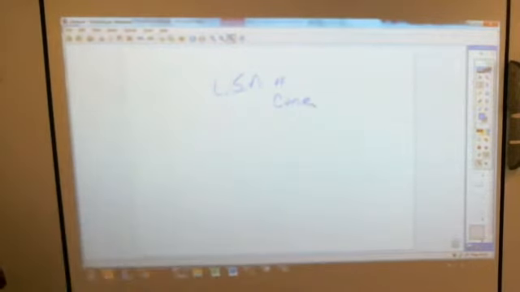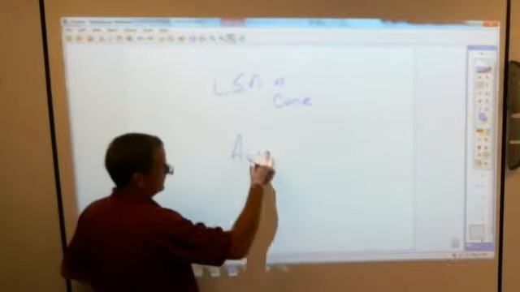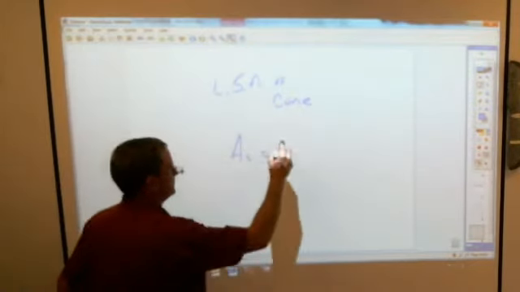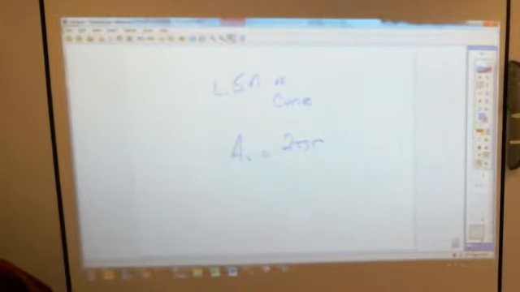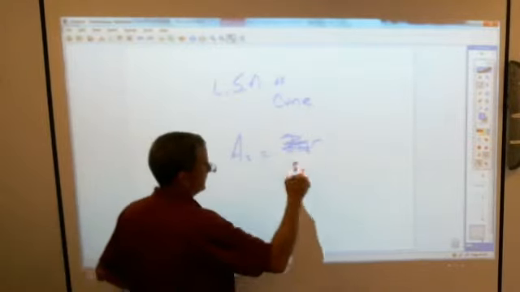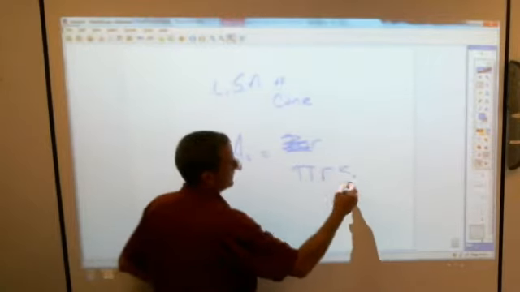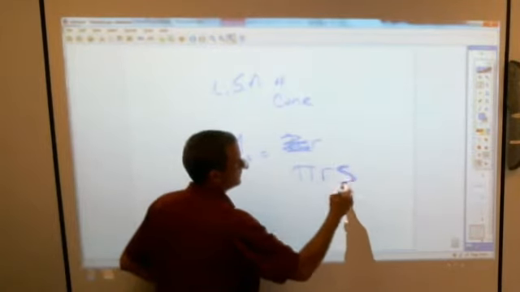2 pi r times s over 2. It is going to be the same thing as the lateral surface area of a cylinder, except it's cut in half. Pi r s. 2 pi r times s. According to this, it's 2 pi r. Oh wait, why would we go with that? No, I'm sorry, it's just pi r s. Yeah, we're good. Pi times radius times slant height. That's all you need to know for that.